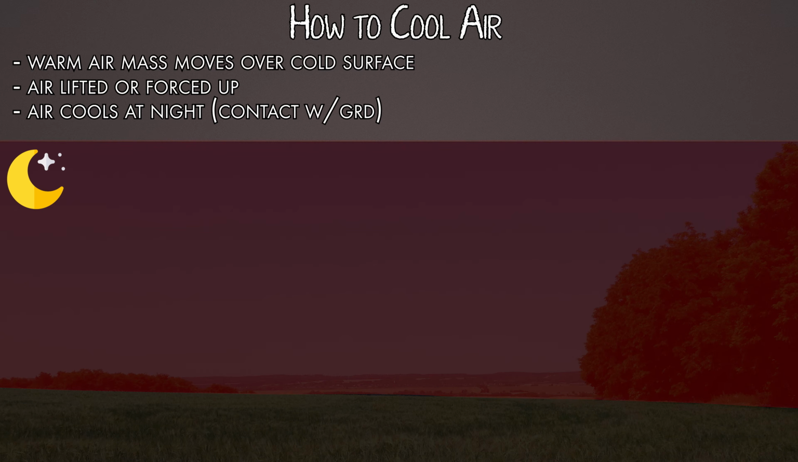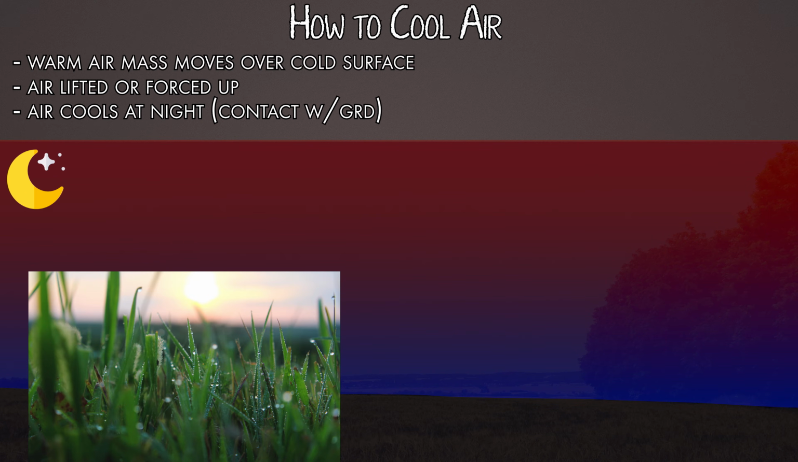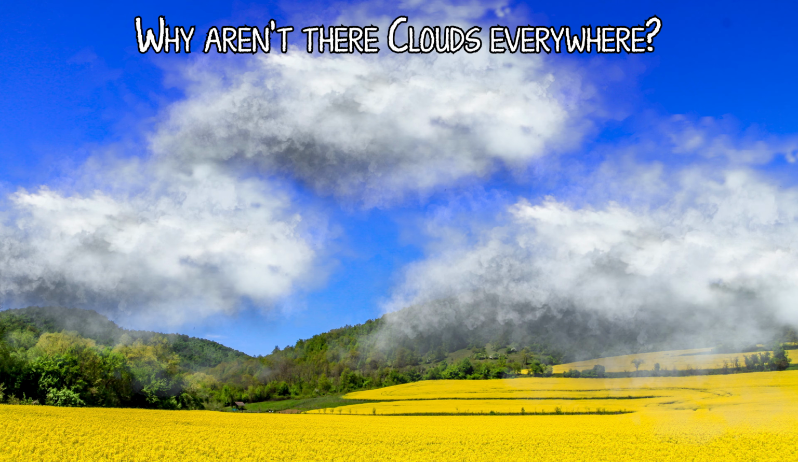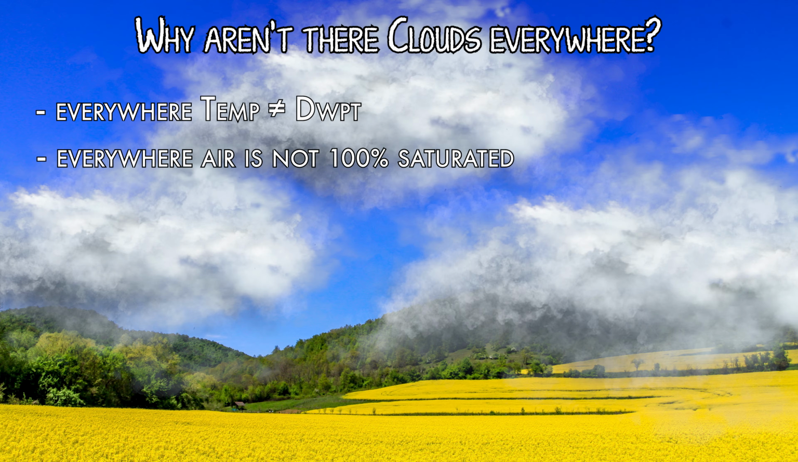At night, the ground cools very quickly. Air in contact with that ground will cool and reach 100% relative humidity and condense out as dew. And if the temperature is below freezing, it will condense out as frost. So to answer the original question, we don't have clouds everywhere because everywhere the temperature is not equal to or lower than the dew point and the air is not 100% saturated.